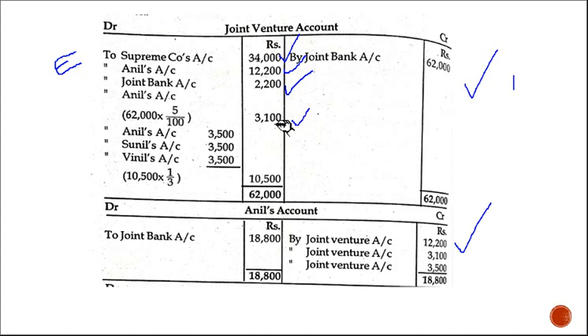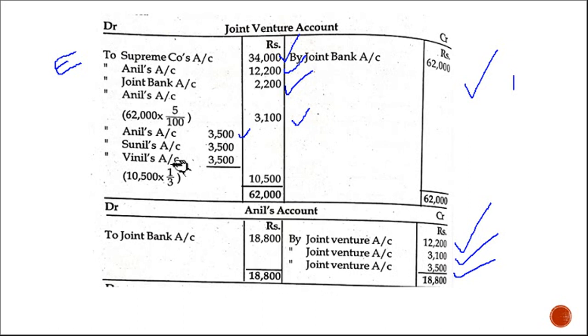Anil is entitled to get commission also, 3,100. So we have to write that also. By joint venture account 3,100. In the bracket you can write commission if you want. Okay. Then one more thing, his share in the profit, 3,500. So this much amount should be payable to Anil. Clear. Now they are making the payment to joint bank account. Total 18,800. So here the account will be closed.